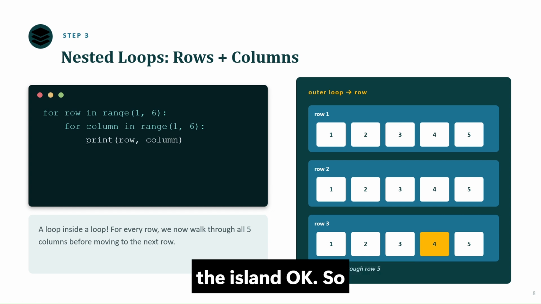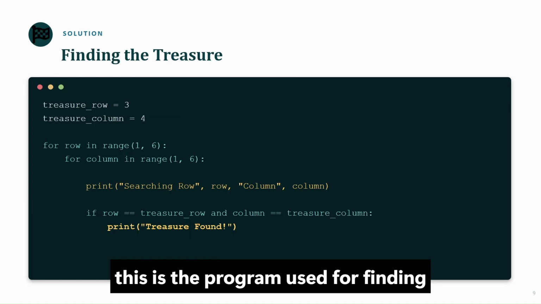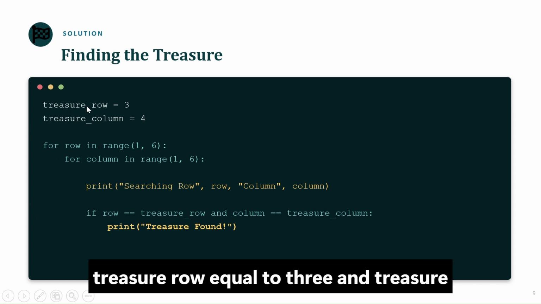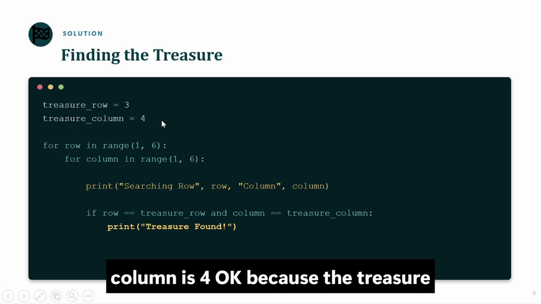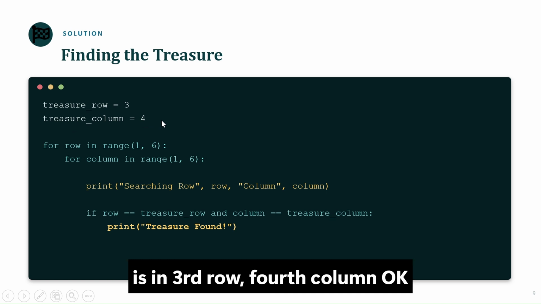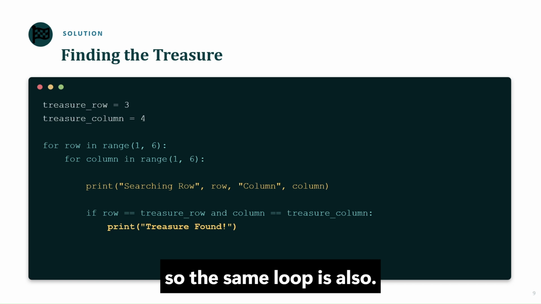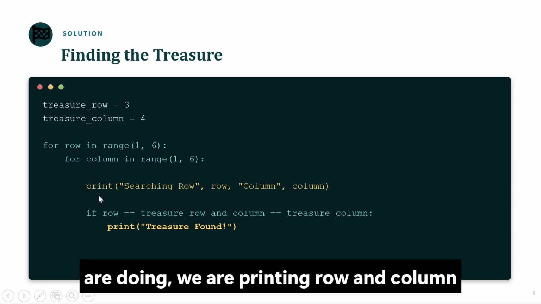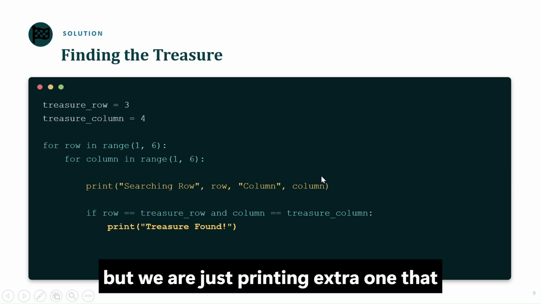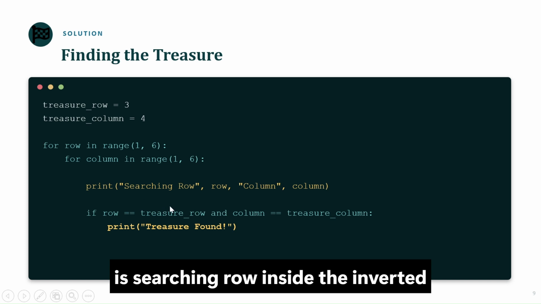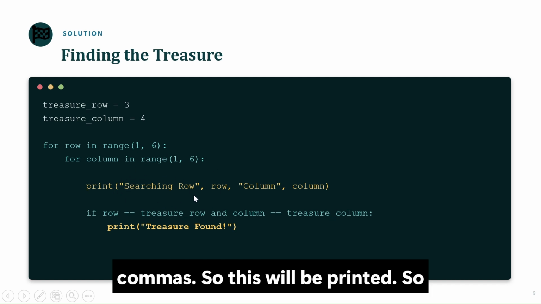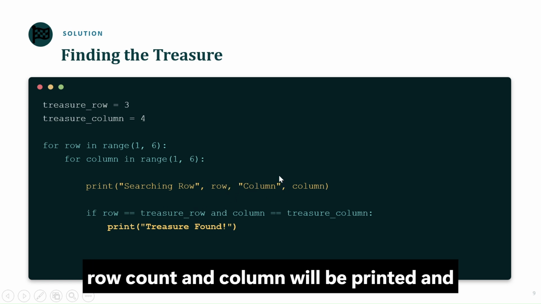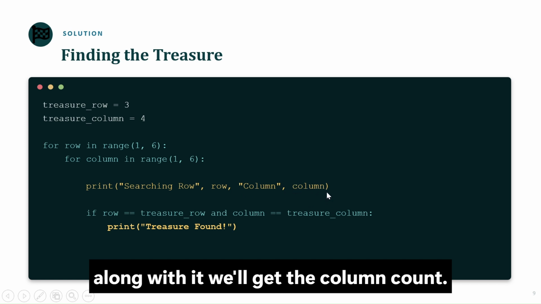So this is the program used for finding the treasure. Here we are giving treasure row equal to 3 and treasure column equal to 4, because our treasure is in the third row, fourth column. The same loop is also taken into consideration. Here we are printing row and column, but we are also printing an extra thing, that is "searching row" inside the inverted commas. So this will be printed: searching row, and here we'll get the row count, and column will be printed, and along with it we'll get the column count. That's why this print statement is given.